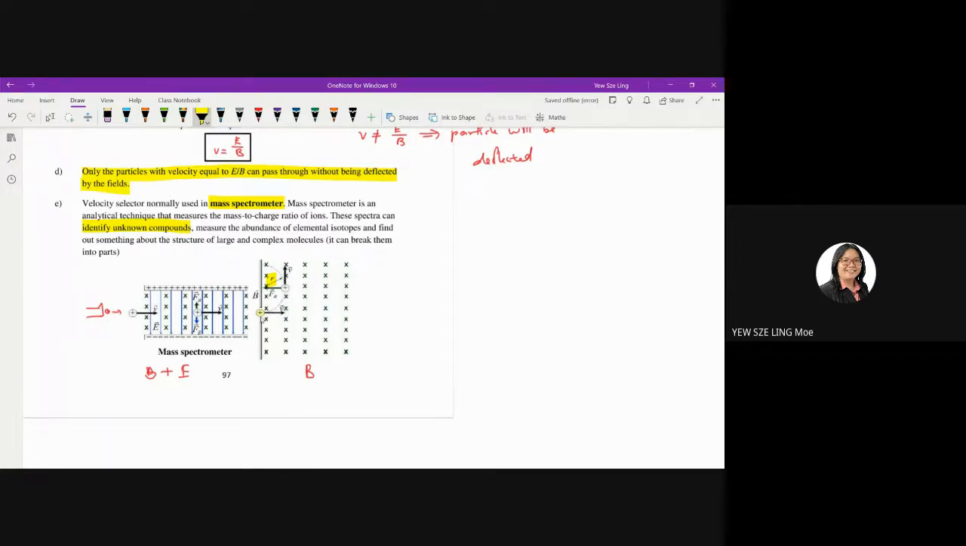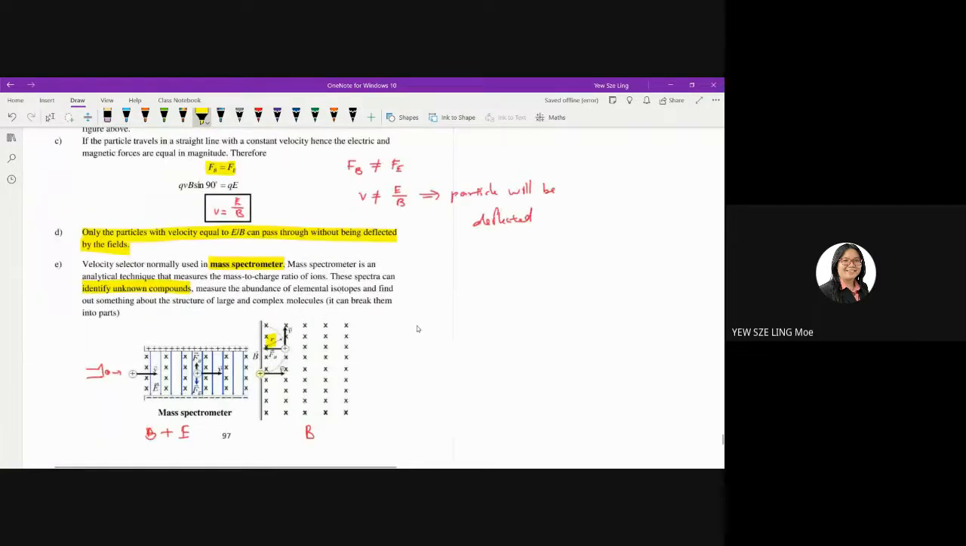So the information produced in this region, the semicircular path generated by these ions, these particles, will then be used to identify the type of particles.